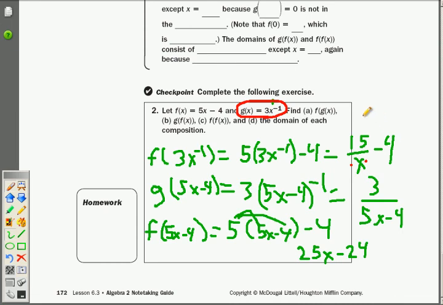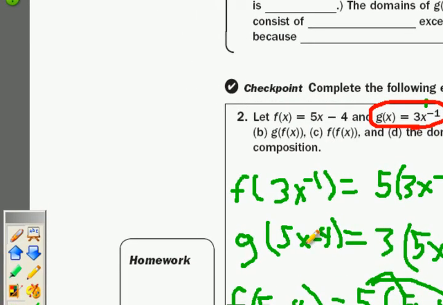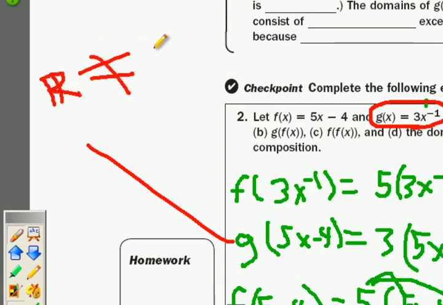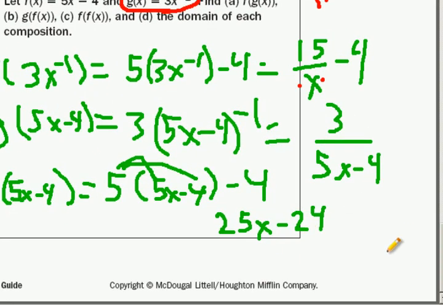So this is all reals not equal to 0. That one. This one here is all reals except for, I'll put this over here, all reals not 0, also not 4/5. But all other reals would work. And then this one here is just all reals.